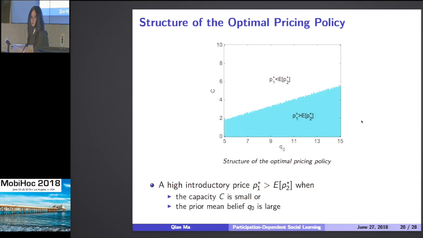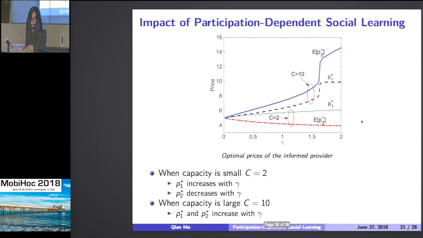So the users will leave better reviews on the QS to attract more users in the second period. We further show the impact of participation-dependent social learning on the provider's optimal pricing policy. On this figure, the x-axis is gamma, which is the social learning parameter. Recall that a larger gamma means that the social learning process is more active, and the users can learn more information from the learning process.